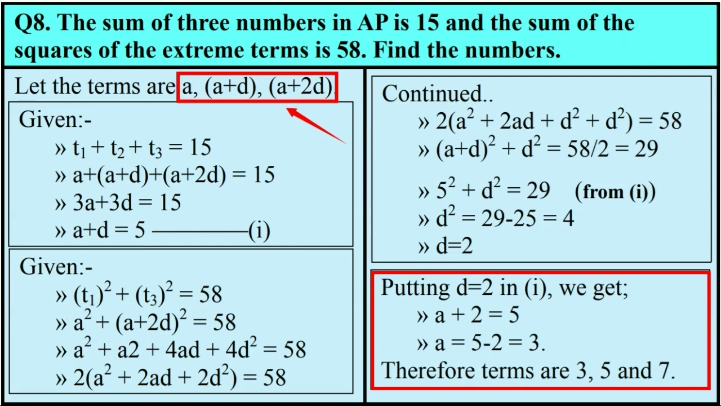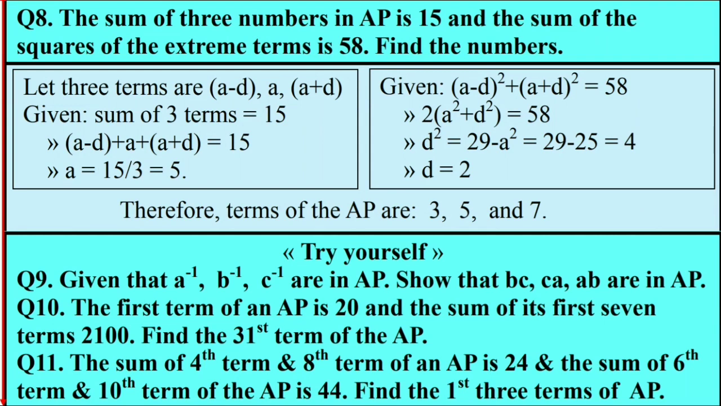Now observe the last block. We put the value of d, that is 2, in equation number 1 and we get the value of a, and a comes 3. Now taking the value of a as 3, that is the first term, and the value of d, the common difference, as 2, we generate this series. It means we find these three terms. So the first term is 3, the second term is 5, and the third term is 7.